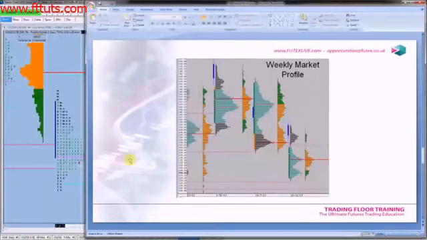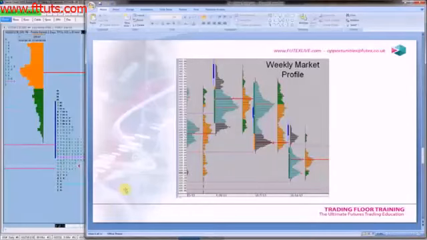The weekly market profiles again would signify where the market has travelled during that week. It will show you where it spent 70% of its time. It will show you where it's done 70% of its volume, and it will show you where last week's accepted value was. And again, you start looking for time periods and you start looking for shifting value.